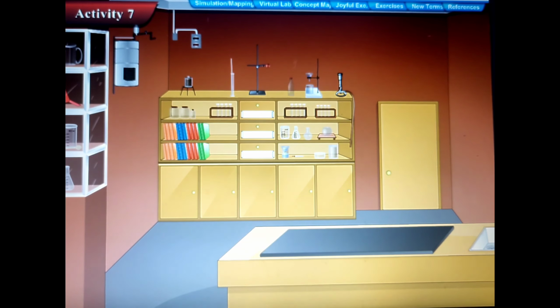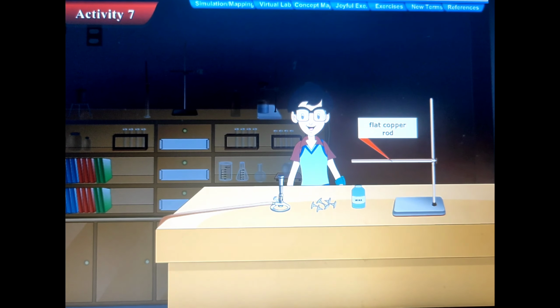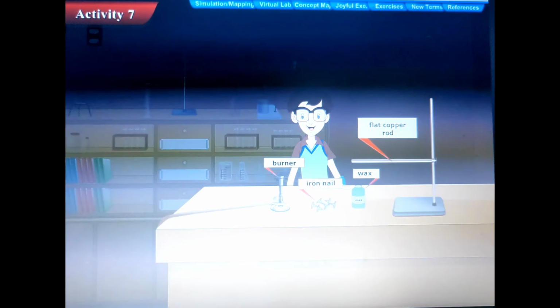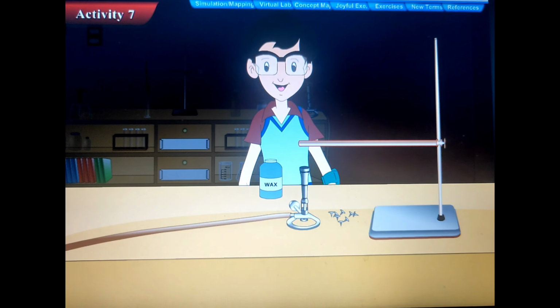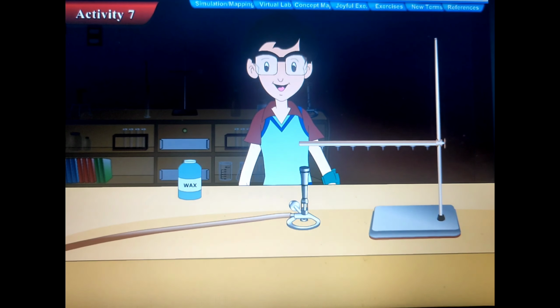Activity 7. To show that heat travels through solids by conduction. Things needed: flat copper rod, wax, iron nails, burner. Method: we take a flat copper rod and fix some small iron nails at equal gaps on it with the help of molten wax. This copper rod, along with its iron nails, is clamped to a stand as shown in the figure. Let us heat the free end of the copper rod by keeping a burner below it.